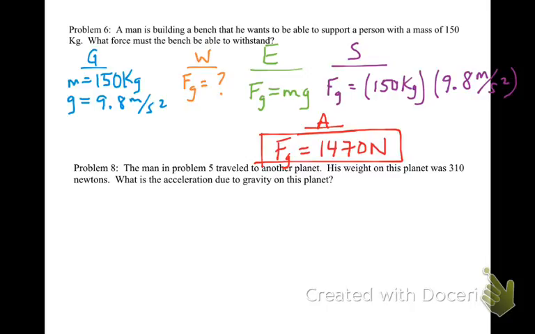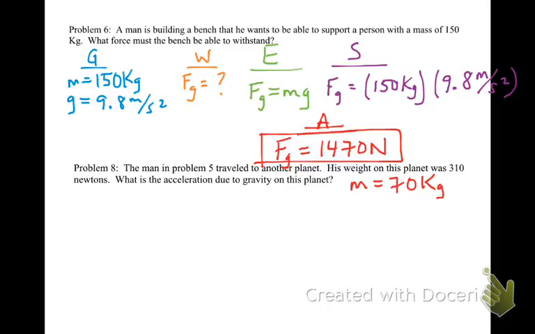So what I want you to do now is I'm going to read question 8, or the next question, to you, and then I want you to pause the video and try it on your own. It states, the man in problem 5 traveled to another planet. His weight on this planet was 310 newtons. Find the acceleration due to gravity on this planet. In other words, remember, that man had a mass of 70 kilograms. So given all of this information, pause the video and try to solve for the acceleration due to gravity on this planet.